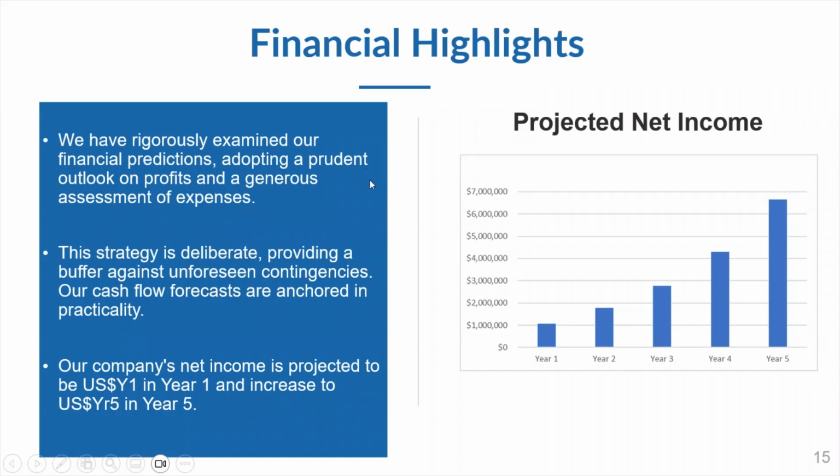They don't have to be too detailed. But you can see on the bottom it says our company's net income is projected to be year 1 US dollar year 1, and these are items that you put in there, and increase to US dollar. So this one would say 100,000 year 1 million year 1, and it would say 6.5 in year 5. So really simple. Anybody can create this. It's not that difficult. But for some reason a lot of people, 80% of them, maybe even more than that, tend to want to throw more information than they should.